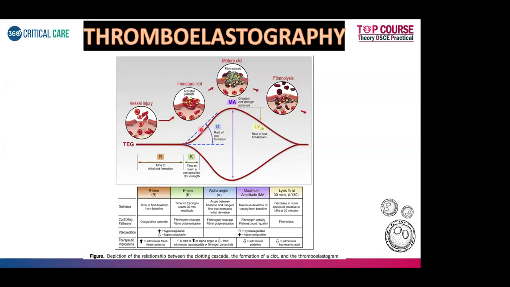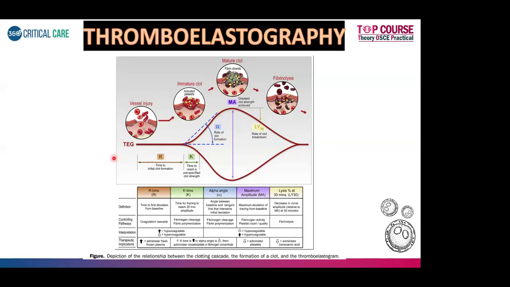Sometimes if the alpha angle is acute, it is probably fibrinogen deficiency. That is the reason it is causing a drop in the amplitude. Probably the platelets are normal at that point in time. So whenever you feel that the maximum amplitude is shortened in any sense, you have to look at the alpha angle as well. First comment on the fibrinogen and then talk about platelets.